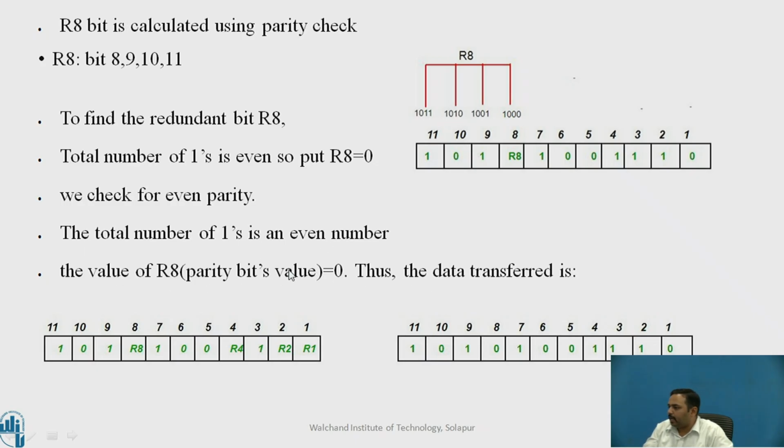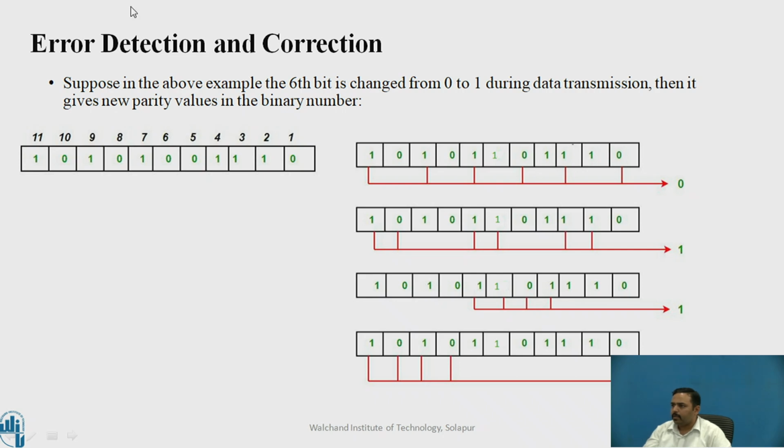Now when we are trying to send that 7 bits data, by adding parity bits we send this value. This 11 bit data we are transferring. So how can error detection and correction be done? Suppose in the above example, the 6th bit is changed. What was the actual data? This is the actual data we have transferred, and the 6th bit, previously it was 0.